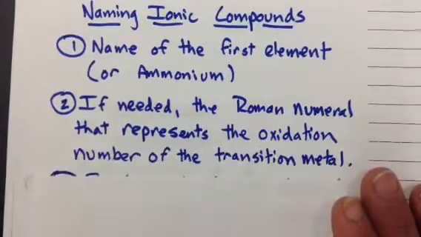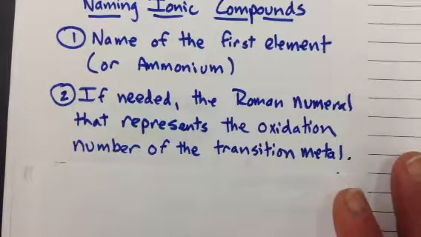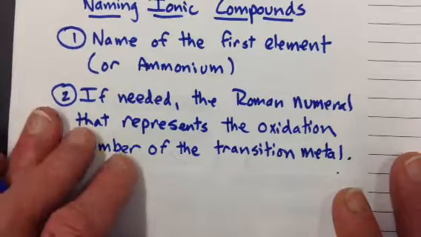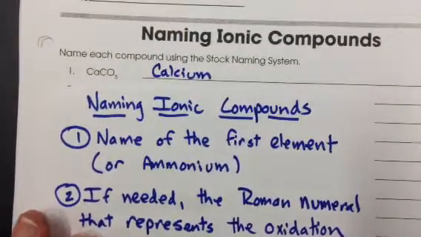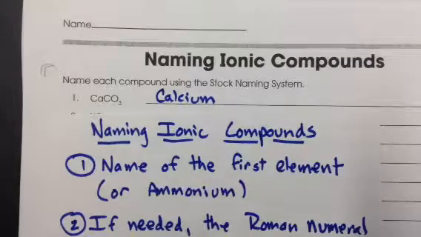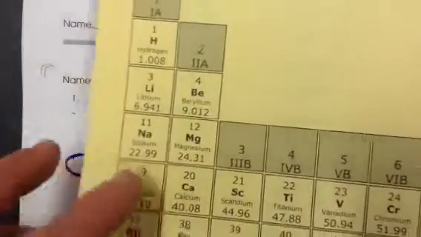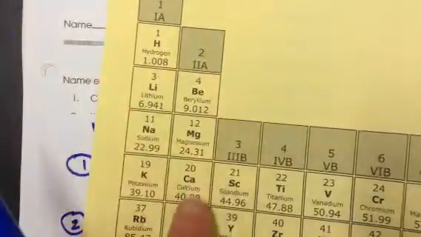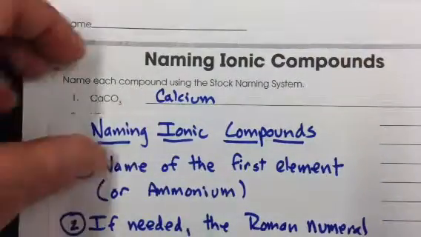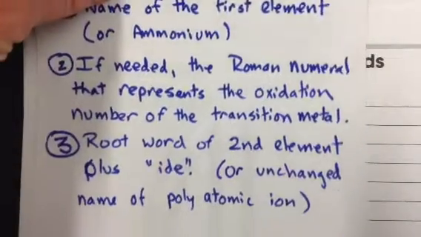If needed, the Roman numeral that represents the oxidation number of the transition metal. So if that first metal is a transition metal, we will need to use the stock system and give the oxidation number. We're going to do that in a different video. So right now, let's make sure calcium is a representative metal. It's in group 2. It's not a transition metal, so we don't need that step. Step 2, it's not needed.